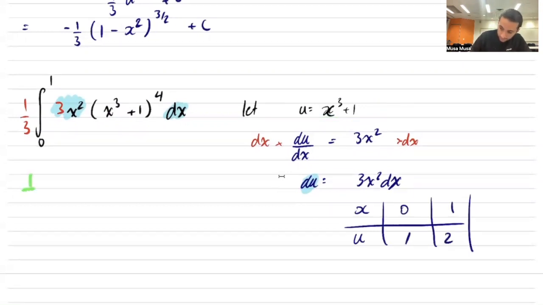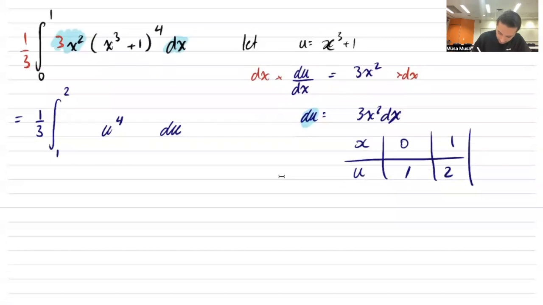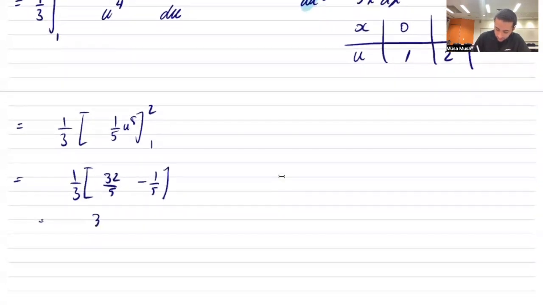So now your integral can be written as a third, the integral from 1 to 2 du, and then it's u to the 4. So it even makes substitution easier. Put that there. This is a fifth of u to the 5. And then it's 2 to the power of 5, which is 32 on 5 minus 1 on 5. So it's 31 on 15. Perfect. Okay, so that's how you do this.